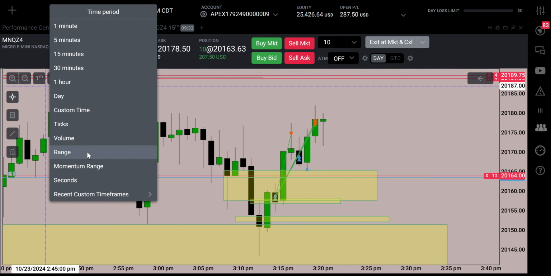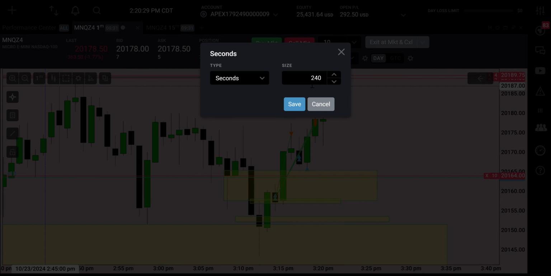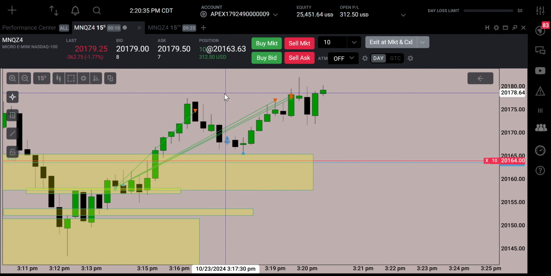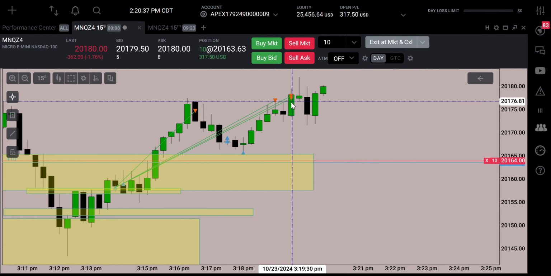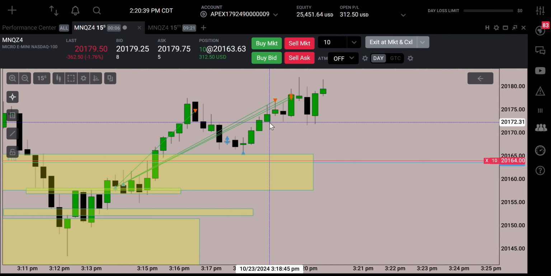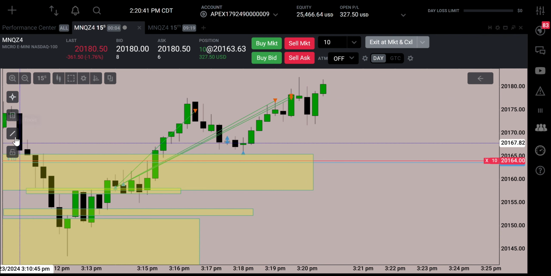So let's go down to the 15-second and just note a couple things here. So we took this high here. We have a small gap here. We have these inefficiencies down here, a couple BISIs.